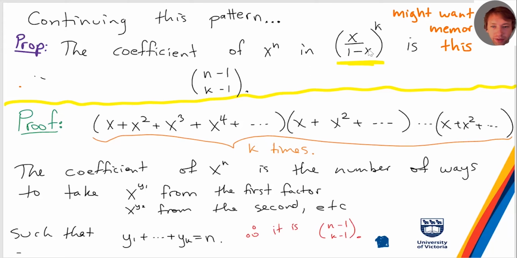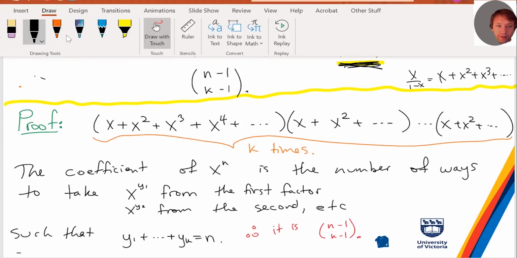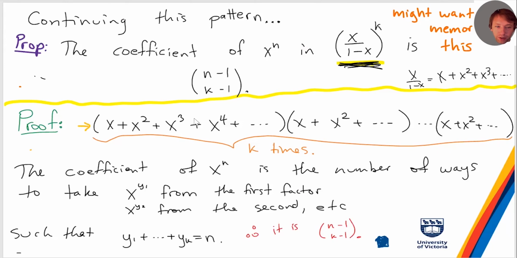Remember, x over 1 minus x is just equal to x plus x squared plus x cubed plus etc. So if I write out x over 1 minus x to the k, it gives me this product here, because the first factor is x over 1 minus x, the second factor is x over 1 minus x, and I've got k of these factors.